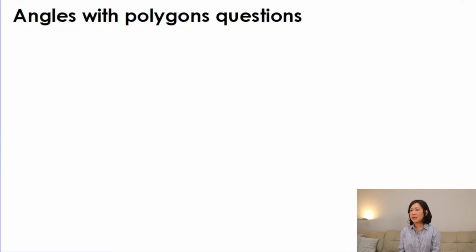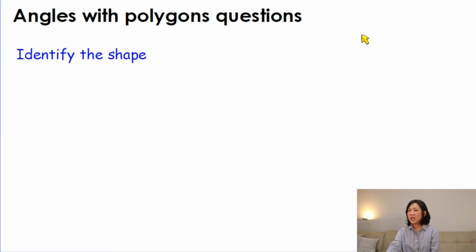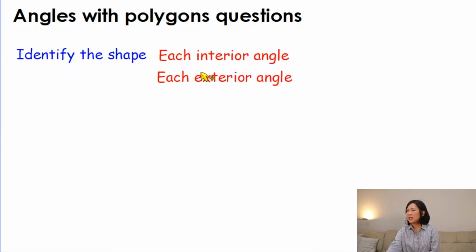Now, finally, let's have a look at some questions linking to angles in polygons. Before we move on to the questions, I want you to remember some tips. When it comes to the question, first of all, I always want you to ask: what shape is this? Identifying the shape is the first thing you need to do. Then, once you identify your shape, write down its interior angle and its exterior angle. This is really helpful.